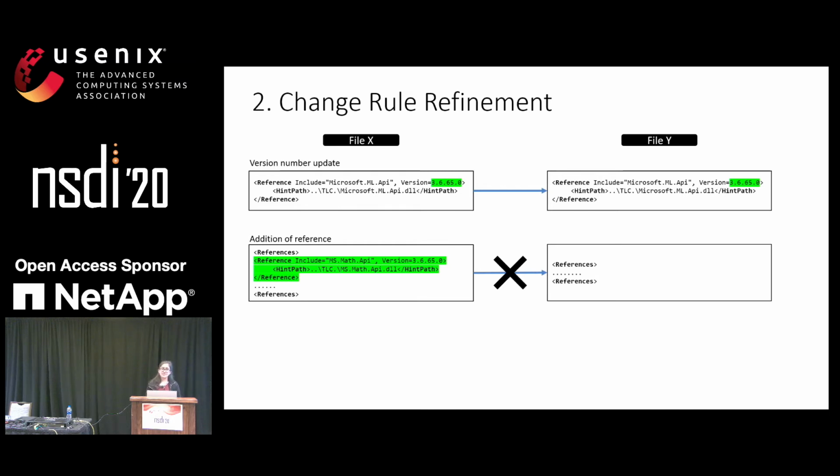And this relationship was very different for every file pair. So we wanted to learn, for every file pair, what kind of change in X triggers a change in file Y.